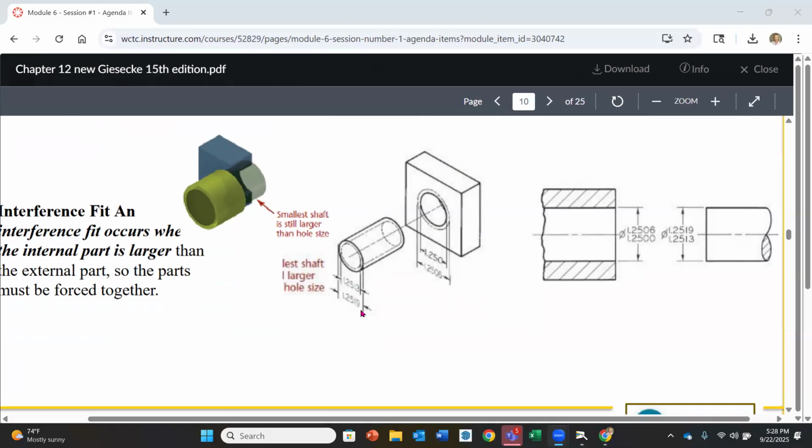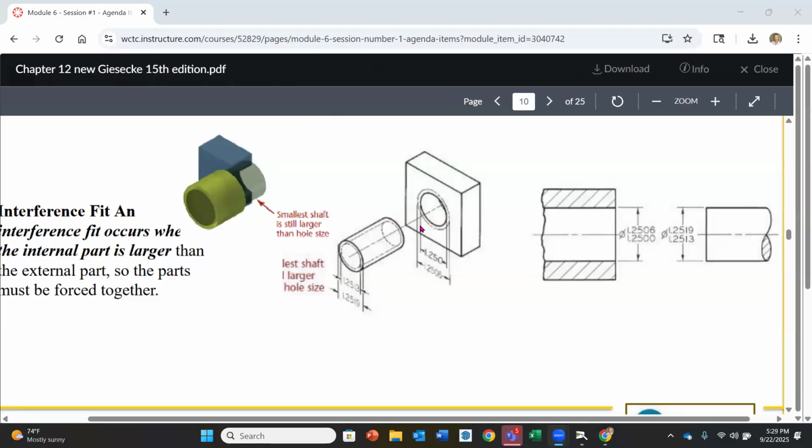But then over here, you're going to notice that we have 1.2513 and 1.2519. Right away, when we look at the size of the pin compared to the size of the hole, what type of fit do we have? A clearance or an interference? Interference. And this is what I was referring to before. We literally have these two parts wanting to occupy the same space. By their dimensions, they are now not going to be easy to get together. They're not going to freely flow together.